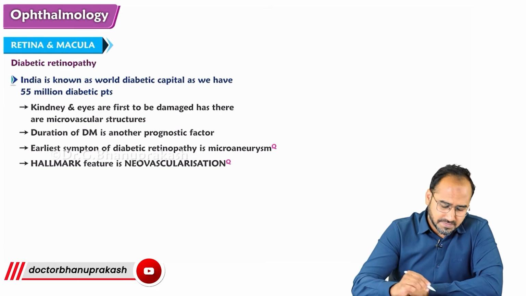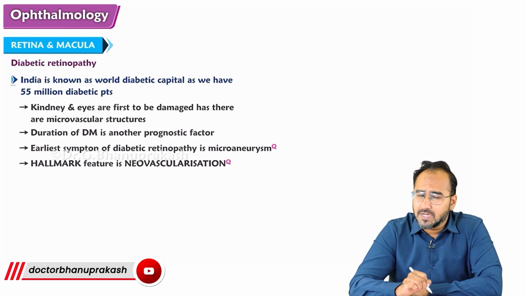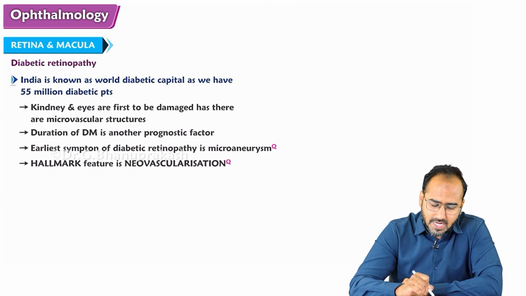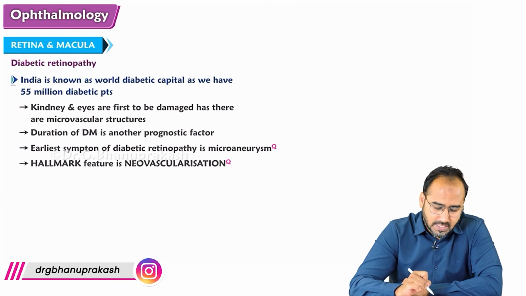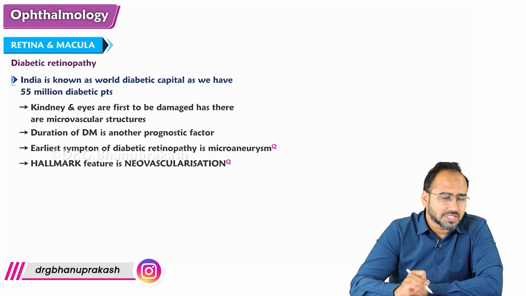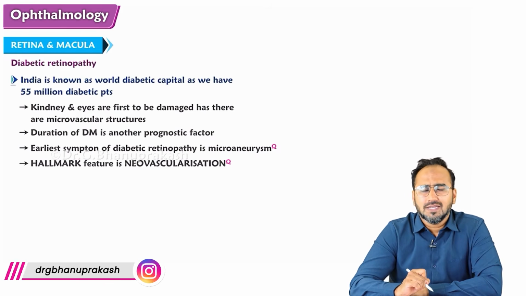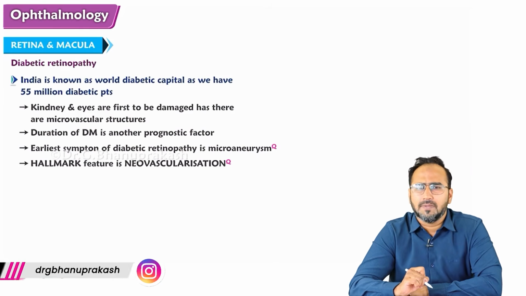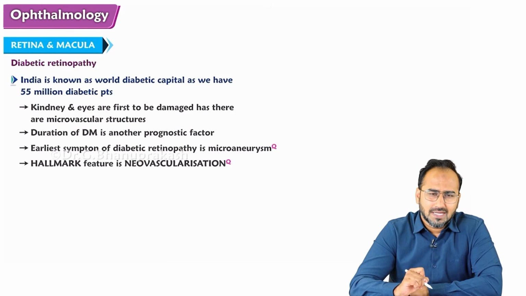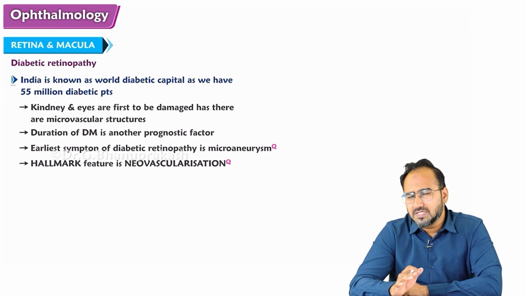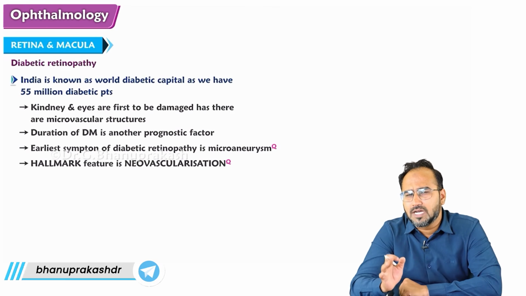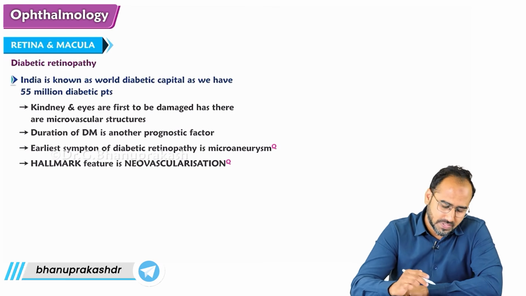Now guys, remember, India is known as the world diabetic capital. We have 55 million diabetic patients, and the kidneys and eyes are the first to be damaged in diabetes, right? Duration of diabetes is a prognostic factor for diabetic retinopathy. So if a person has had diabetes for the last 5 years, it doesn't mean that he'll develop diabetic retinopathy. If the patient has had diabetes for the last 20 to 25 years, then the risk of diabetic retinopathy is very high, right?